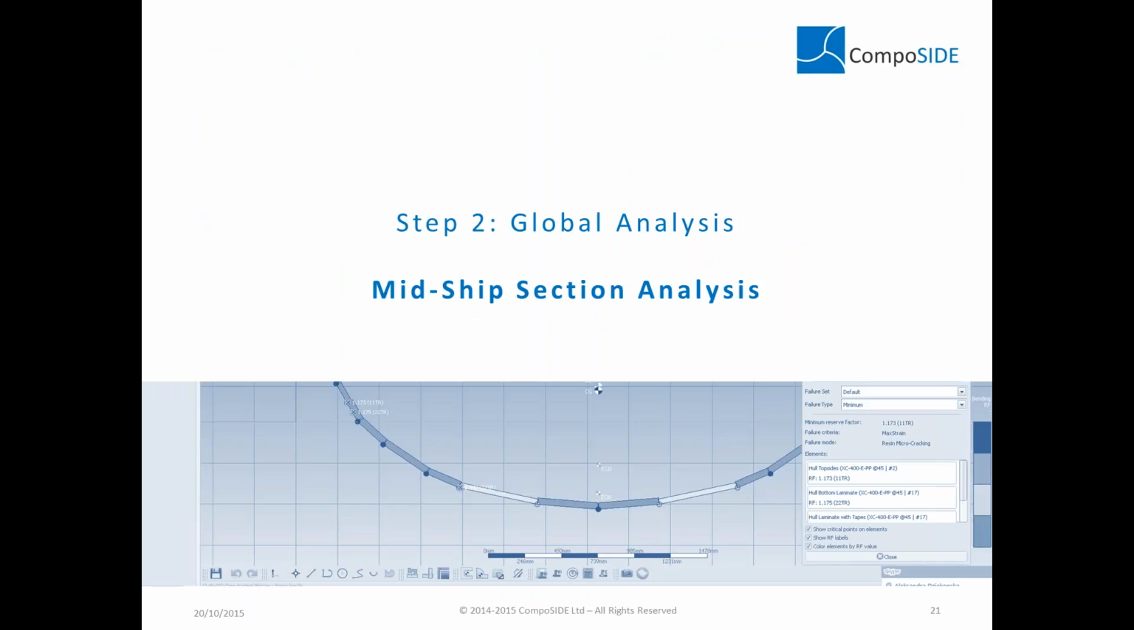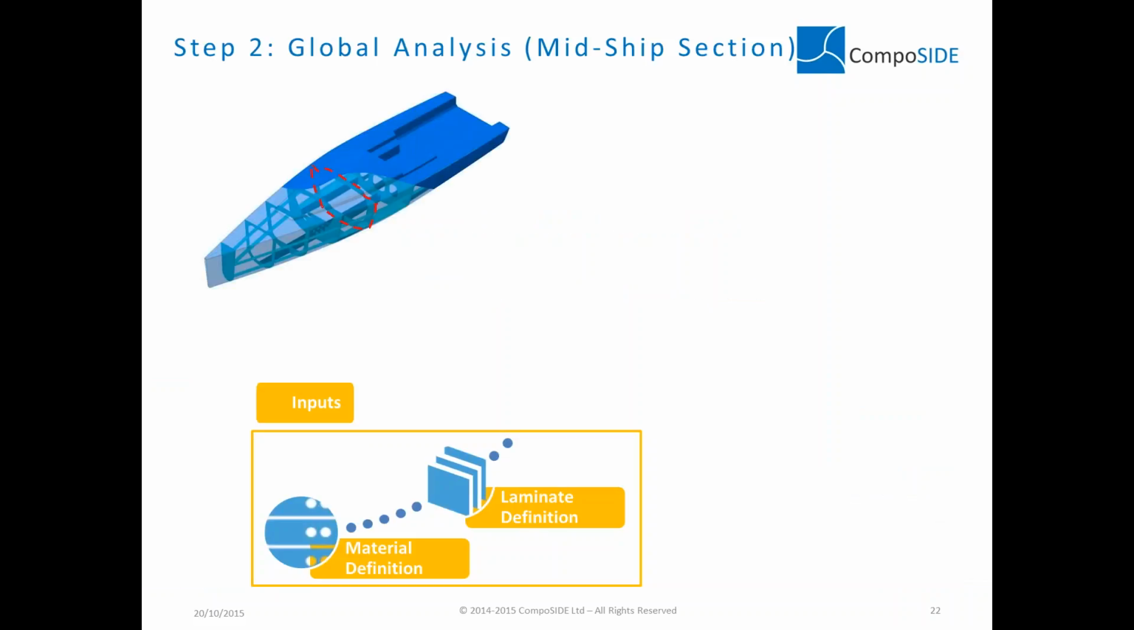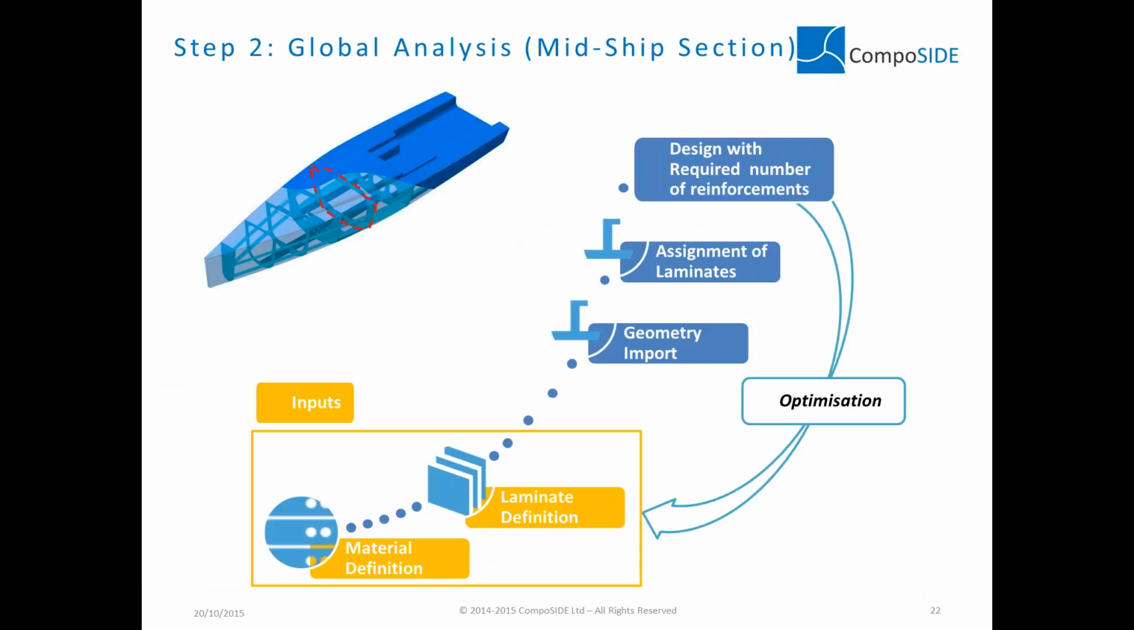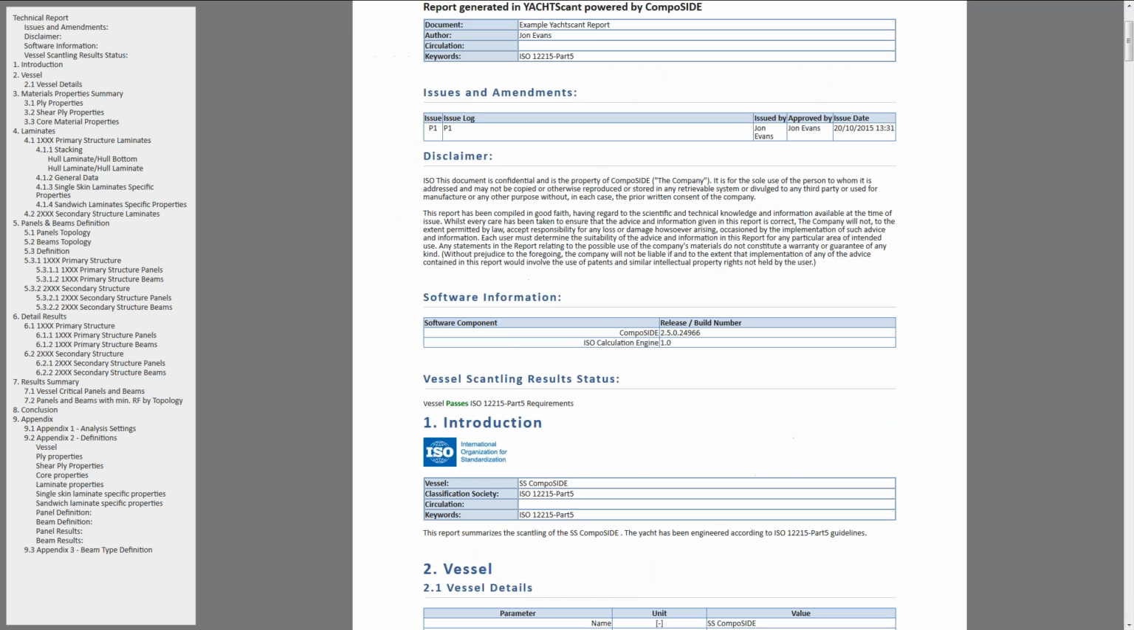In this example, we're going to take a midship section analysis. We're going to use SectionSpace just to check for strength and stiffness. So we have our inputs already defined. We've optimized these laminates and materials using YachtsCANT. We can then import the geometry. So in this example, we've imported a DXF. We can assign the laminates and then design with the required amount of reinforcements to your strength or stiffness requirements. And then optimize it so we can update the laminate in LaminateSpace. And of course, it will automatically update. So let me show you the example.